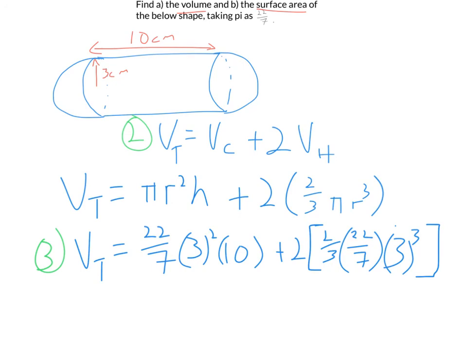When we move on to step 3 and start filling in the variables we know, we get the following. I've written it all in one go to try and save a bit of length on the video. So pi gets replaced with 22/7, the radius is 3 and the height is 10. For 2 times the volume of the hemisphere, we're going to sub in 22/7 for pi and 3 for the radius. Next we move on to step 4, we're going to start solving this out.